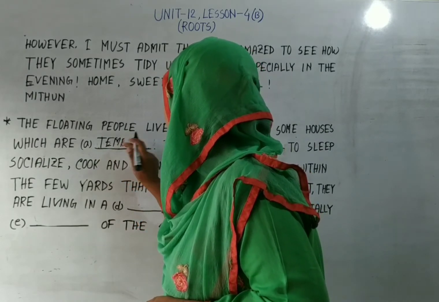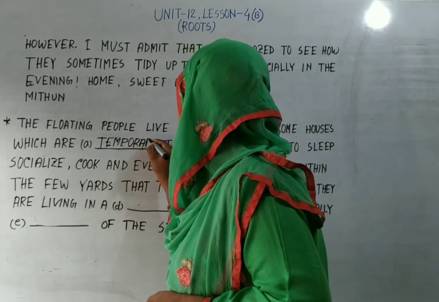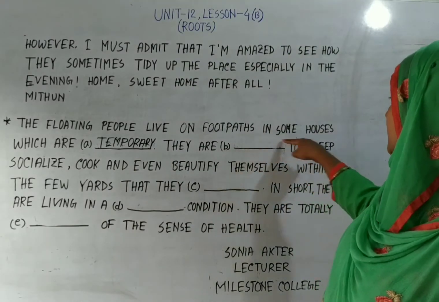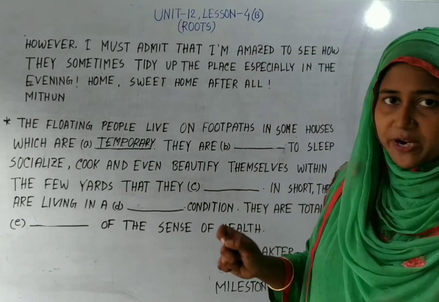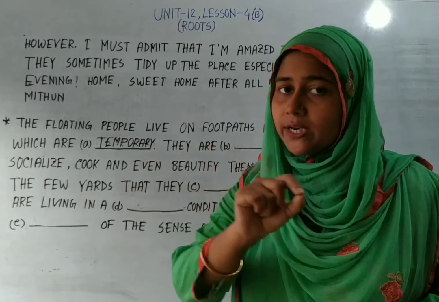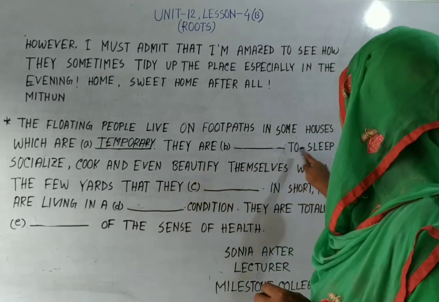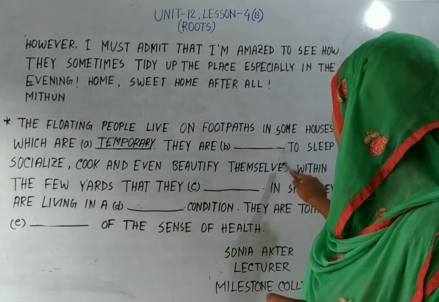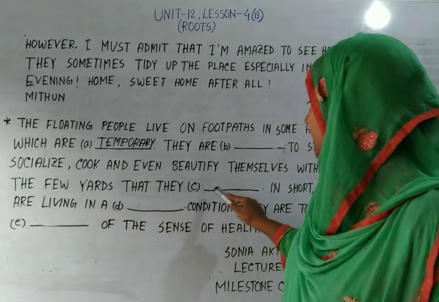Write here: temporary. Okay. They live on footpaths, in some houses which are temporary. They are not permanent. They are living in places that are totally temporary, not permanent. They are dashed to sleep, socialize, cook and even beautify themselves within the few years that they dash.